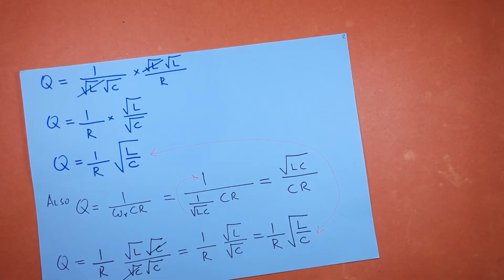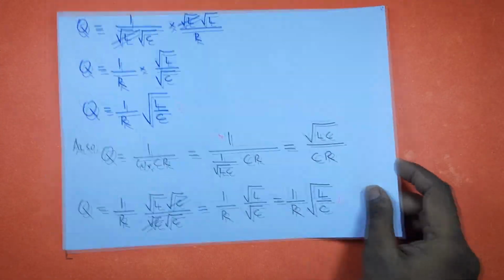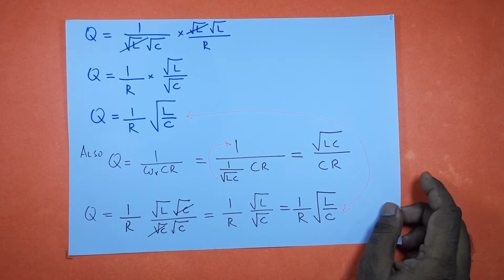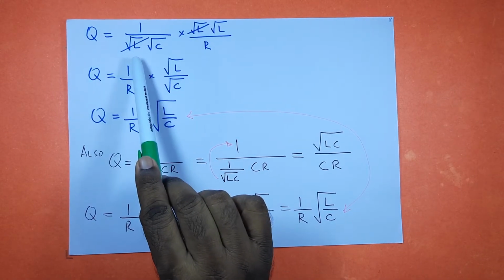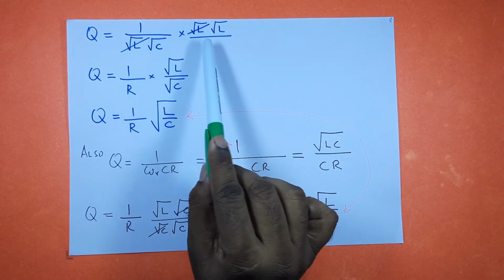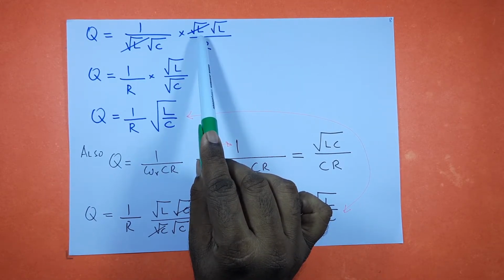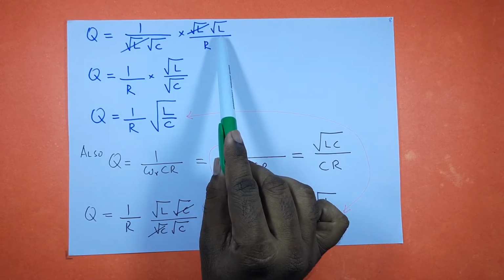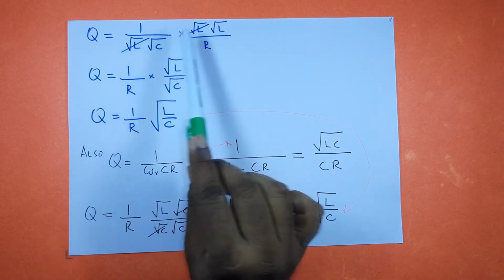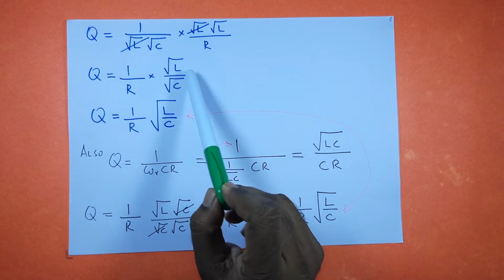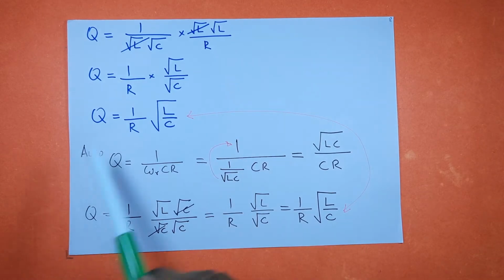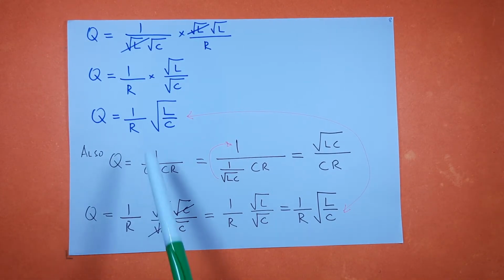So next we will simplify the relation. Q equal to 1 divided by square root of L into square root of C, multiplied by L divided by R. This L you can split into square root of L into square root of L divided by R. So these two get cancelled. So you get 1 by R square root of L divided by square root of C. Q equal to 1 by R square root of L by C.